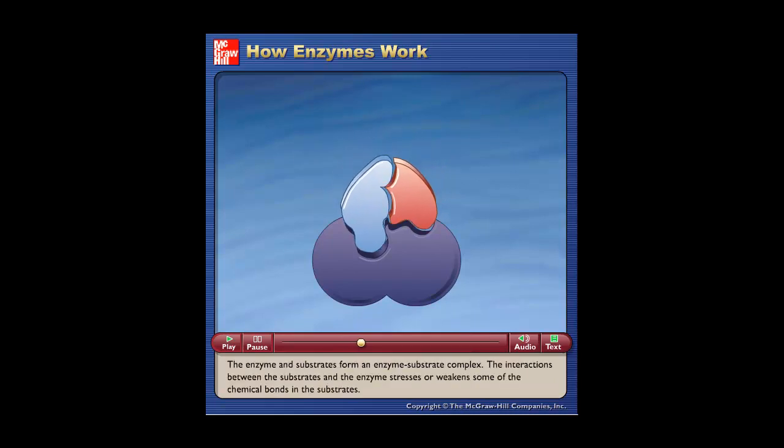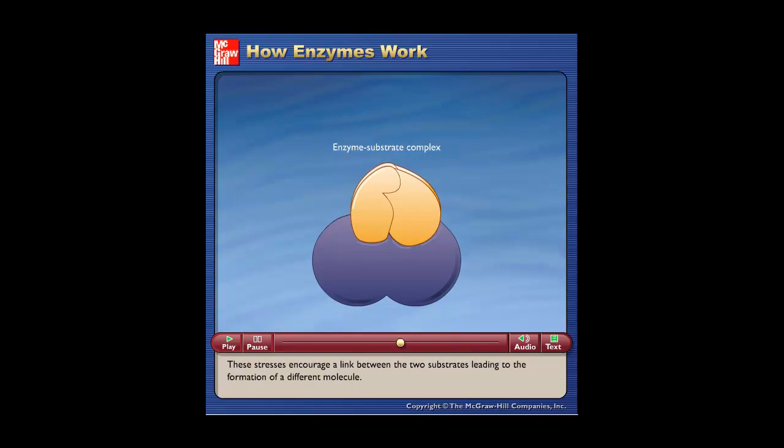The enzyme and substrates form an enzyme-substrate complex. The interactions between the substrates and the enzyme stress or weaken some of the chemical bonds in the substrates. These stresses encourage a link between the two substrates, leading to the formation of a different molecule. As a result of the chemical interactions within the active site, a new product is formed.